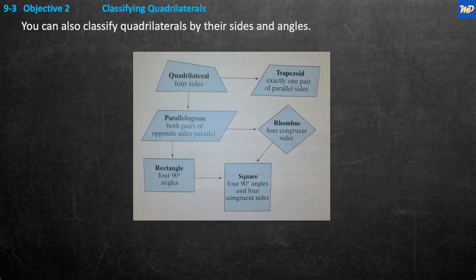Objective 2, classifying quadrilaterals. So these are four-sided figures from the word quad. Right here, quad means four sides. So here's what we're going to look at. And what are they? So a quadrilateral has four sides. So they're showing you it can be any figure. It doesn't really matter as long as it has four sides. It's a quadrilateral.